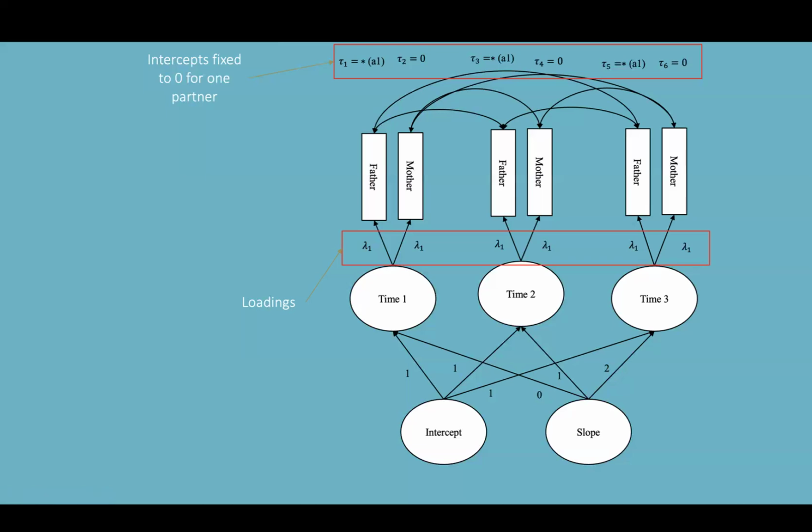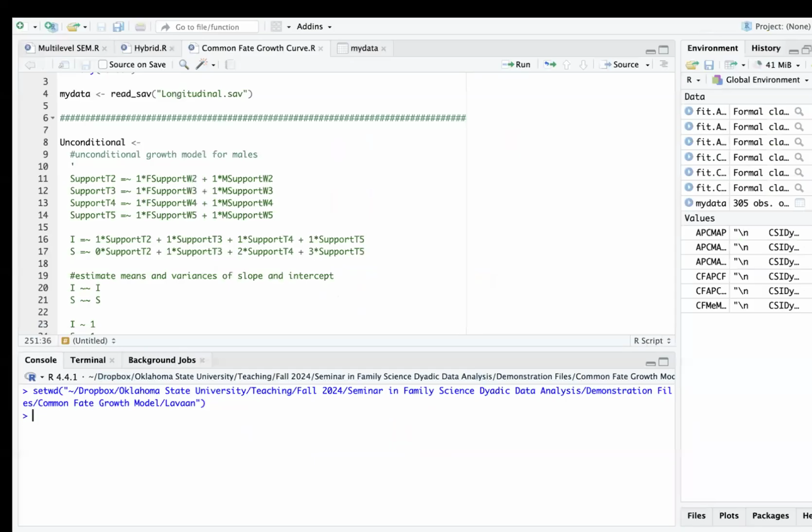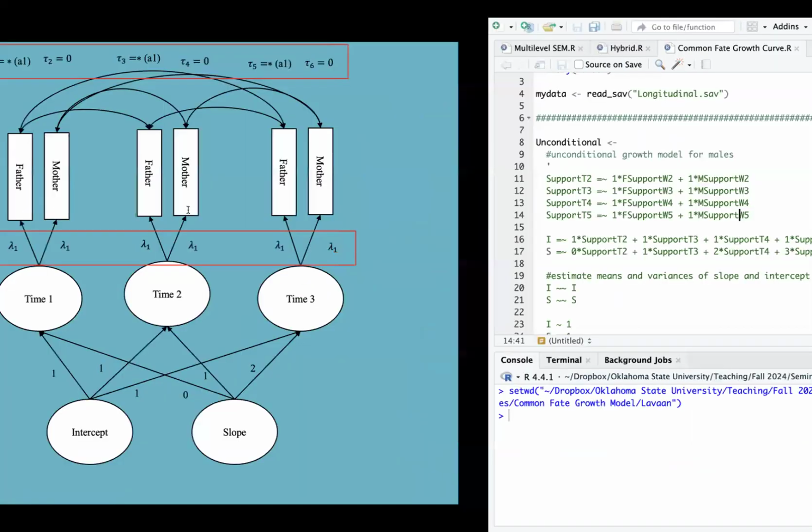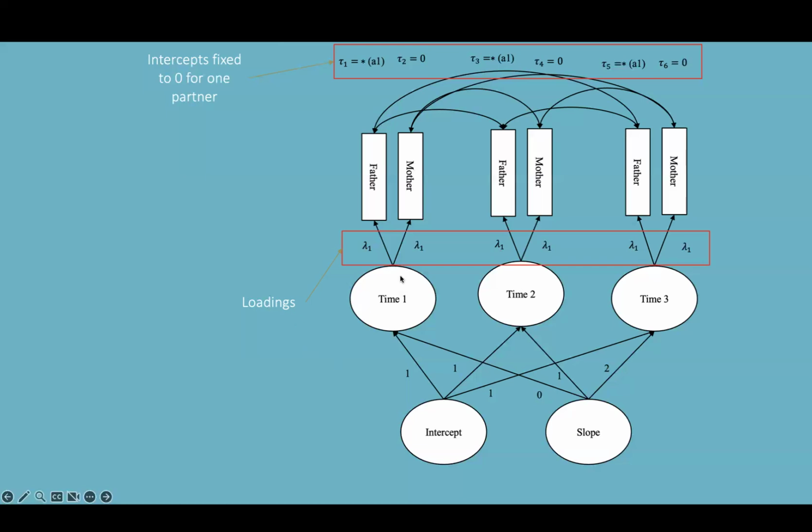In our syntax, we'll be going over male and female support using 4 waves of data, as you can see here. So we will have time one, time two, time three, and then a time four out here to the right. Just as in any traditional growth curve model, we will create an intercept factor and fix all of the loadings to be one, which means the intercept equally accounts for variance at time one, time two, time three, and time four.